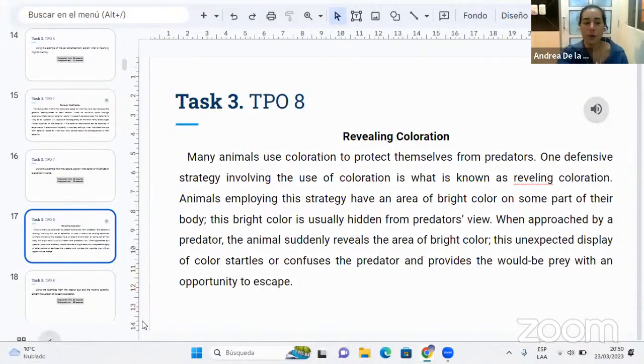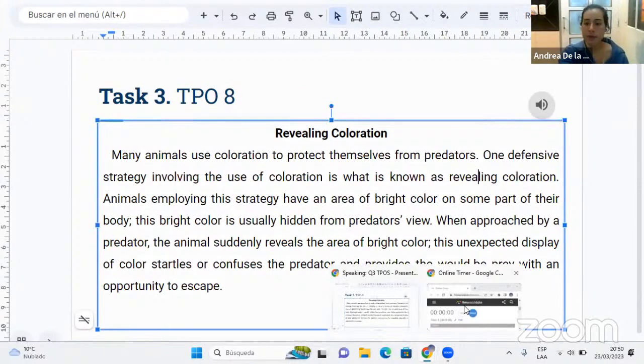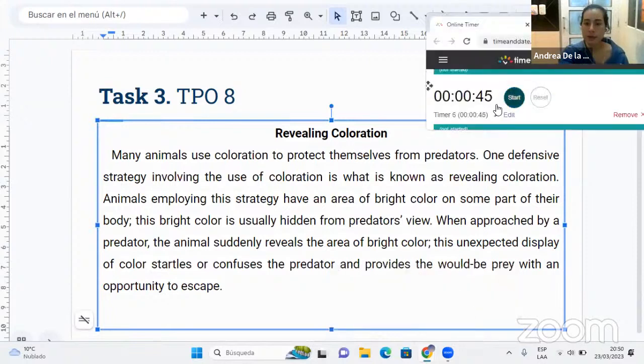Okay, so it is the same idea. You will get 45 seconds to read the text. Please, you can start reading now.